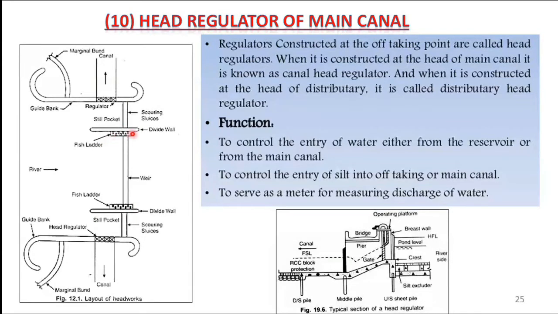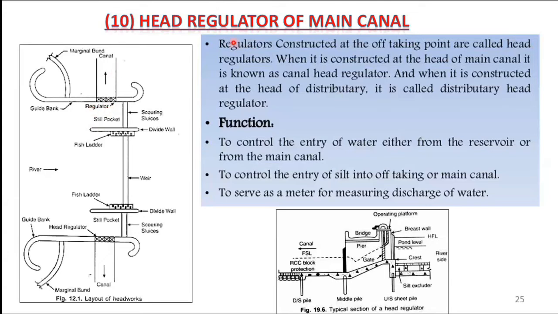This is one fish ladder. On which side is it provided? Along the divide wall towards the main canal side. And this is another fish ladder. So this is the divide wall, and it is provided here. Okay, this one is the silt pocket. And this is the head regulator of main canal. This is the head regulator of the main canal.